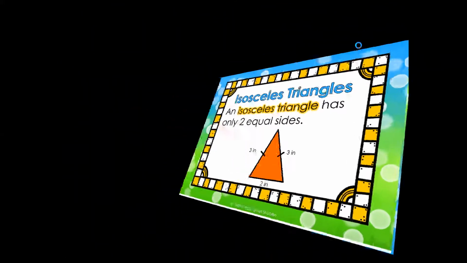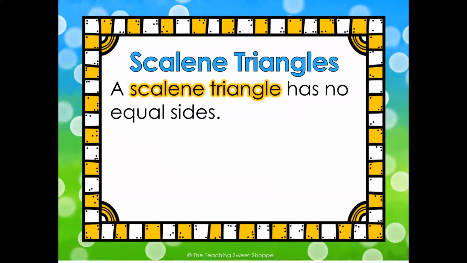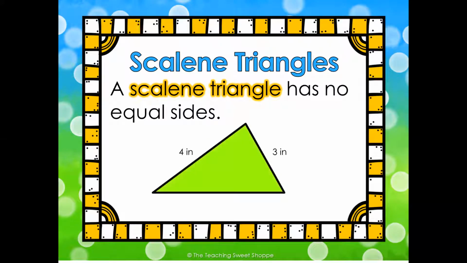Then we've got a scalene triangle. A scalene triangle has no equal sides at all. So it is just a silly scalene triangle with no equal sides.